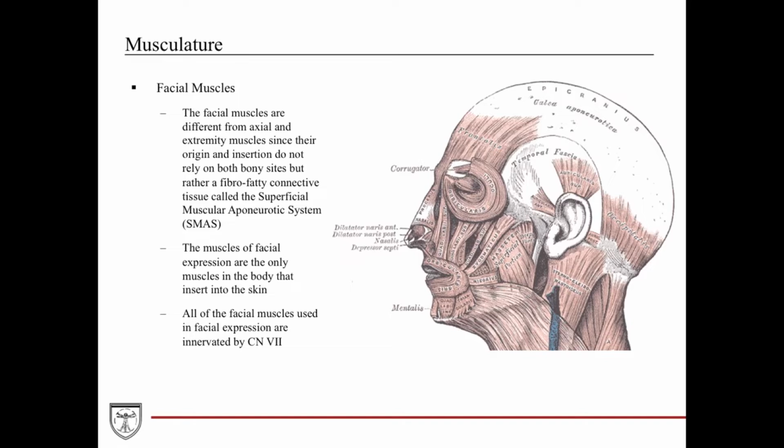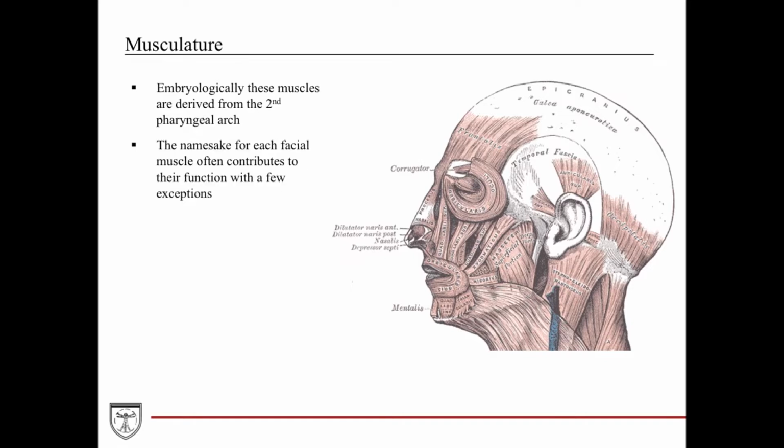So the muscles of facial expression, just to reiterate, are the only muscles in the body that insert into the skin. All of the facial muscles are innervated only by cranial nerve 7, the facial nerve, and that's it. All the muscles of facial expression, even the platysma, are all cranial nerve 7. Embryologically, like everything from the facial nerve, they all come from the second pharyngeal arch. Their name often contributes to what their function is, which is why, if you're going to go in depth on each of these muscles, by all means do it. It's a great topic to learn about.